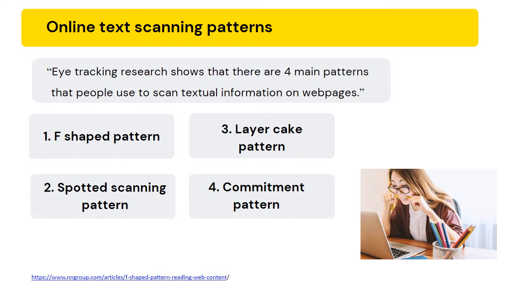Understanding the different online text scanning patterns can help us think about how we write online. Eye tracking research shows that there are 4 main patterns that people use to scan textual information on web pages. 1, the F-shape pattern, which is the most common pattern. 2, the spotted scanning pattern. 3, the layer cake pattern. And 4, the commitment pattern. And I'm going to explain what these mean in the next few slides.